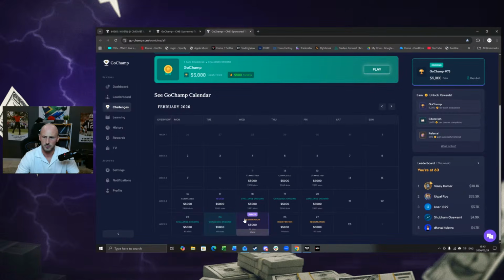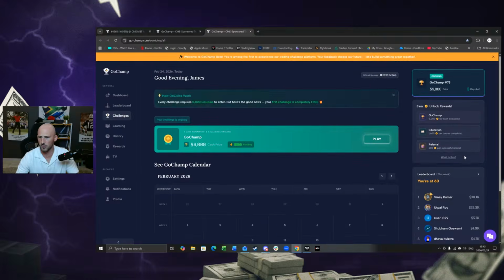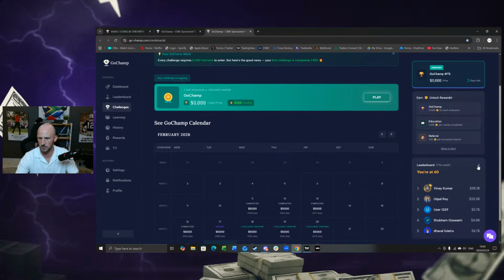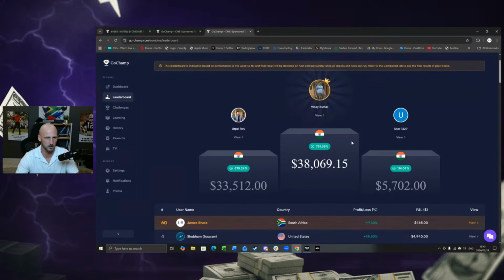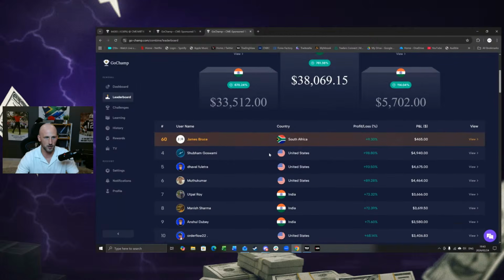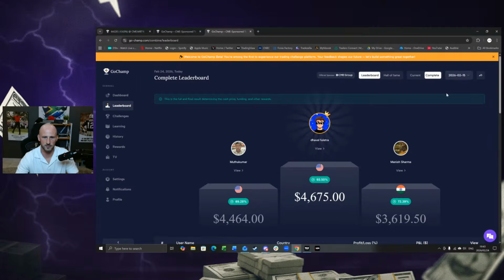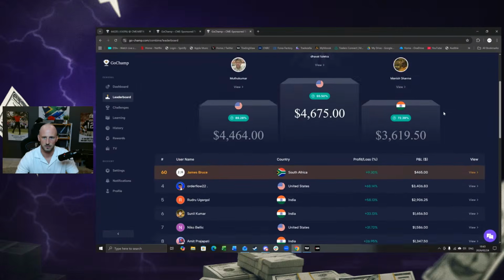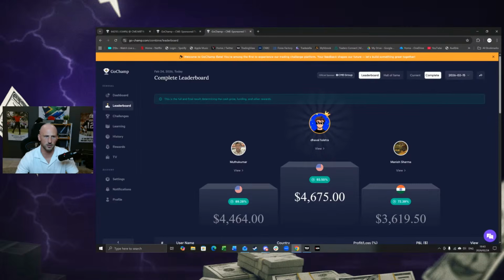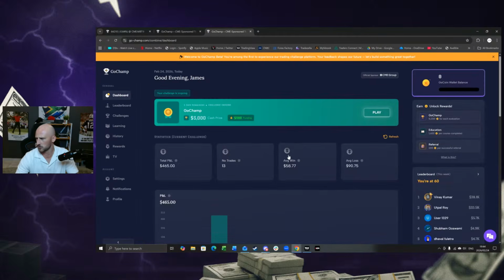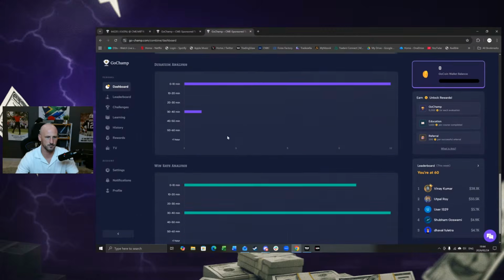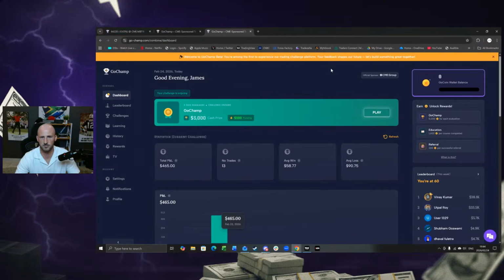So at the moment, where am I sitting? Let's see, leaderboard this week, I'm at 60th. She's at 38K, my goodness. And then that's obviously the completed ones. So from the calendar perspective, the dashboard, you can see which ones are available, and that's how they can enter.